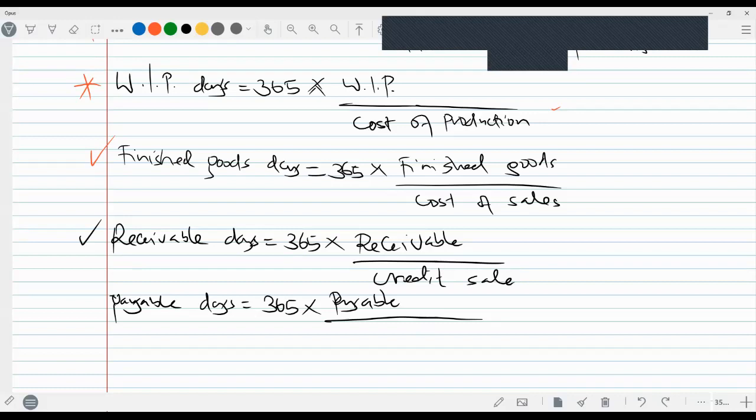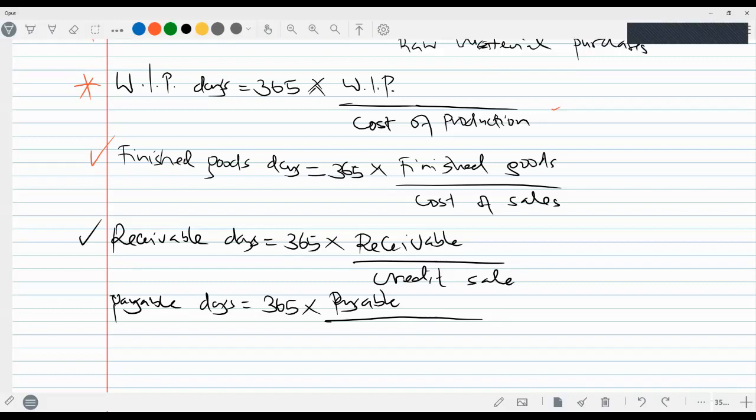I've forgotten. You've forgotten, okay. Credit purchases. Thank you. It is credit purchases, okay? We divide by credit purchases because the payable is going to arise in case you buy goods on credit. If you buy goods on cash, then you don't owe me. You already paid what you owe me. Therefore, it's divided by credit purchases.